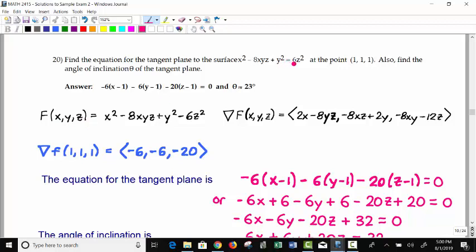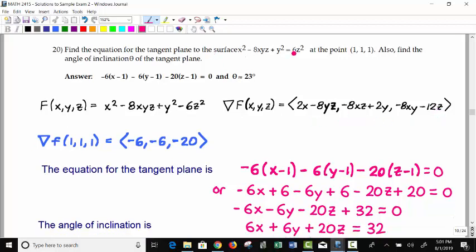That just basically means there's no numbers in there, but if there were, it wouldn't matter if you set it equal to 0 or left the number alone. The important thing is you get all the variables on one side. So you bring the 6z squared over. Anyway, so x squared will be 2x, and then the minus 8xyz will be minus 8yz with respect to x. With respect to y, we'll have minus 8xz, and y squared will be 2y. Then with respect to z, we'll have minus 8xy, and then minus 6z squared will be minus 12z.